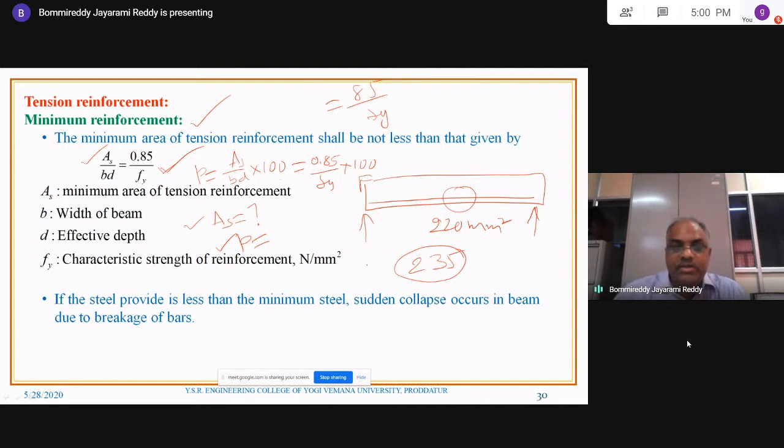So why is the minimum value provided? If the minimum steel reinforcement is not there, what is going to happen? Sudden collapse occurs due to breakage of bars, because the reinforcement is going to be very small and breakage will occur, and hence sudden collapse may occur. So that's why the code has recommended a minimum steel reinforcement on the tension face.